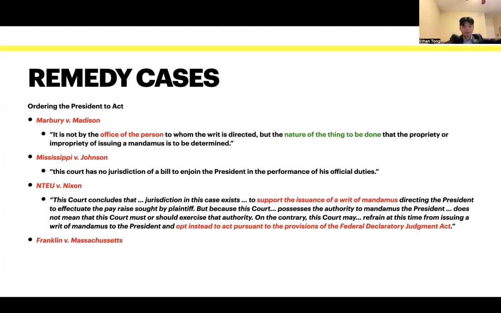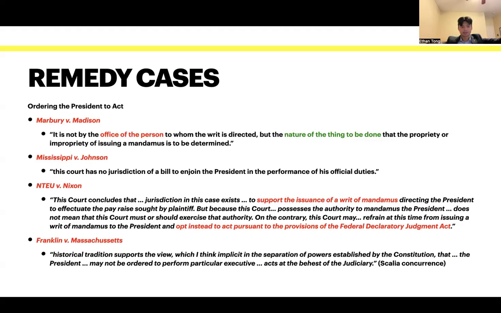Okay, last case is Franklin v. Massachusetts. As I said, Franklin and Mississippi are in the same category. In the concurring opinion by Justice Scalia, he writes this. Historical tradition supports the view, which I think implicit in the separation of powers established by the Constitution, that the president may not be ordered to perform particular executive acts at the behest of the judiciary. He thinks that it's part of the separation of powers and respect for the high office of the president. That the president can't be told to perform particular executive acts because the judiciary told them to do so.